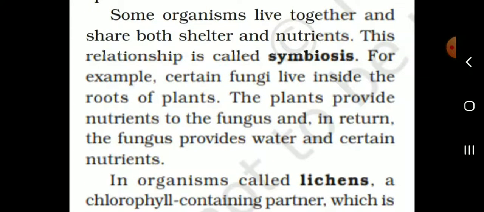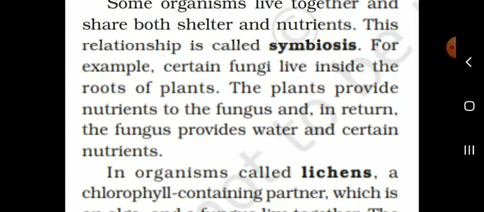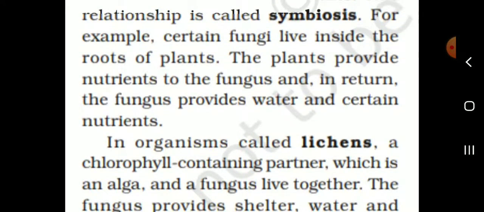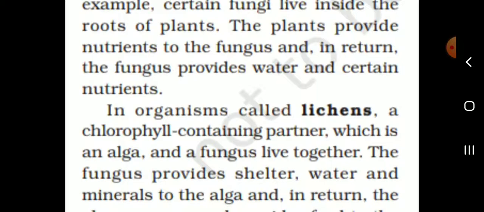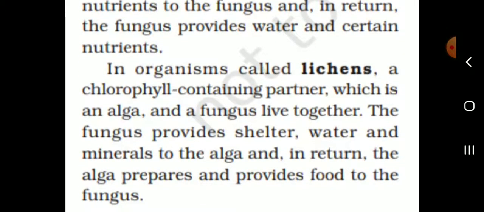Next is symbiosis. What is meant by symbiosis? Some organisms live together and share both shelter and nutrients. This relationship is called symbiosis. For example, fungi live inside the roots of plants. The plants provide nutrients to the fungus and in return the fungus provides water and certain nutrients. Then lichens. What is lichens? The chlorophyll containing partner, which is an algae, and the fungus live together. The fungus provides shelter, water and minerals to the algae, and in return the algae prepares and provides food to the fungus.